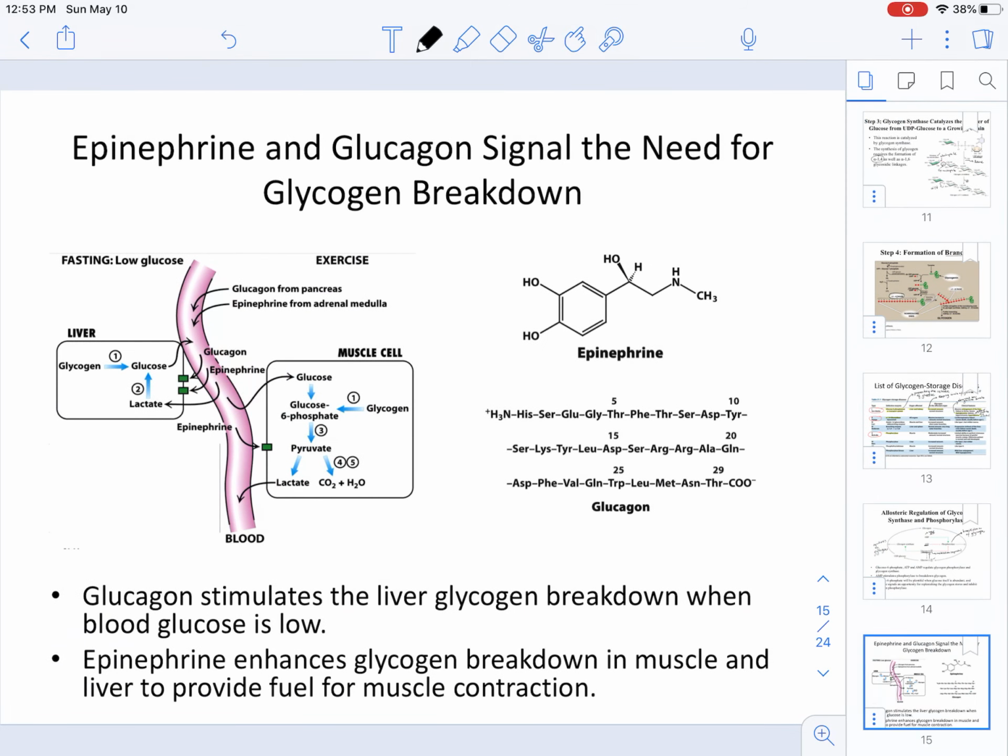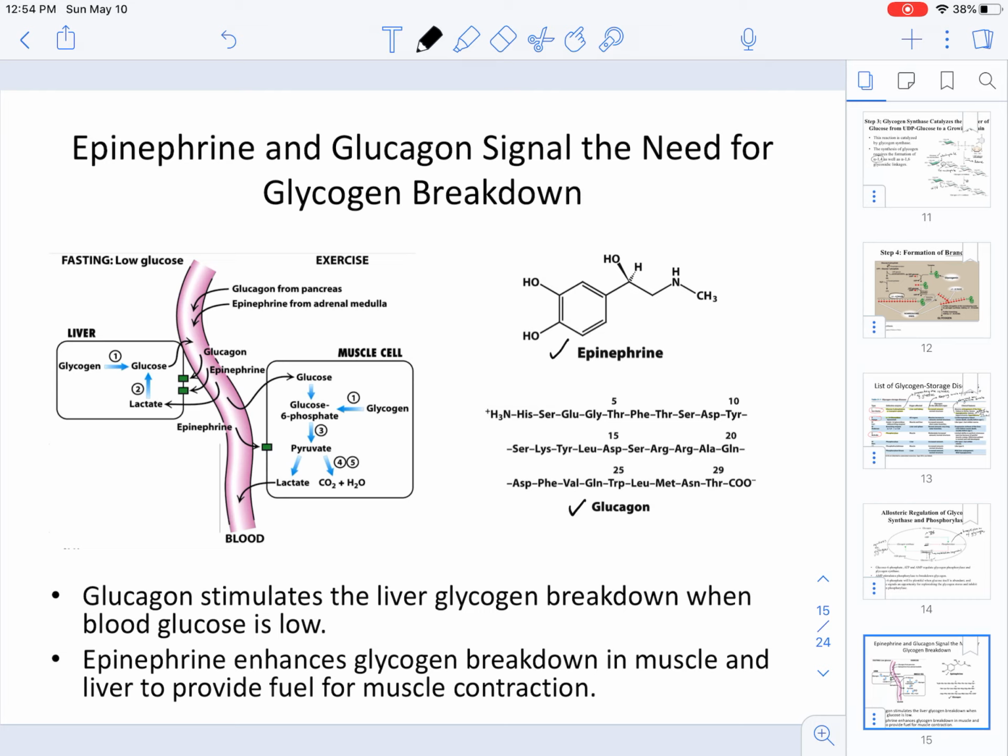Now, understand that there are other signals that we need to be familiar with that stimulate glycogen breakdown. And those are going to be epinephrine and glucagon. These two molecules are going to be signaling the breakdown of glycogen. So here on the right side, we have the structure of epinephrine and glucagon. As you can see, the difference between the two is that epinephrine is specifically a small molecule, okay? And then glucagon is specifically a peptide, so it's peptide based.